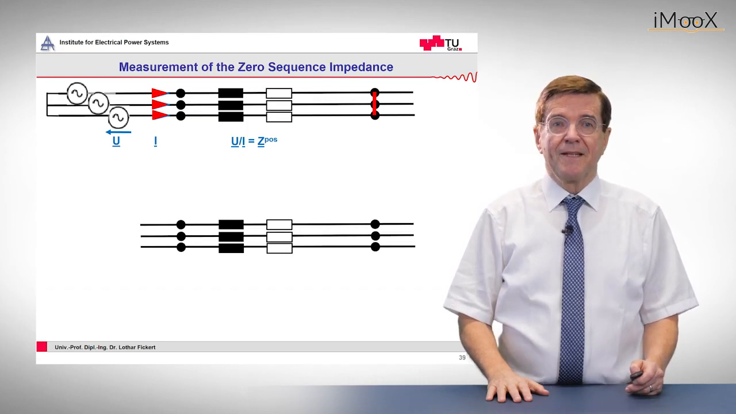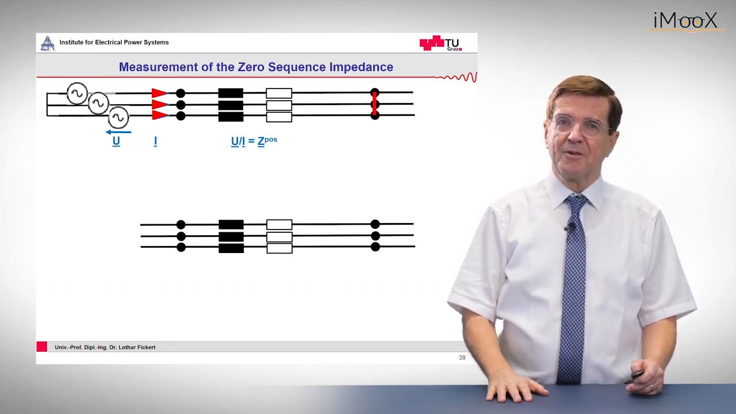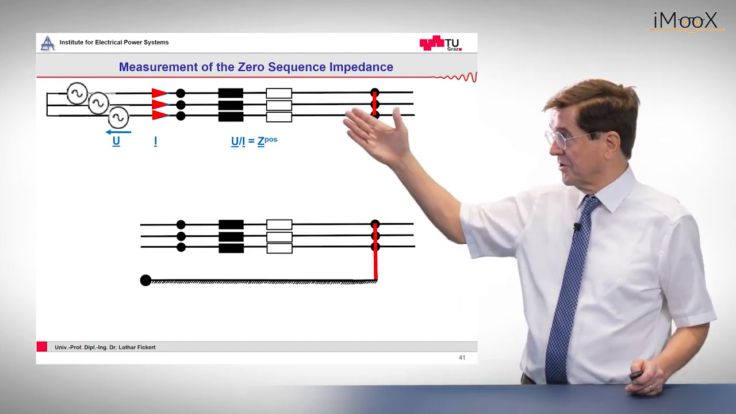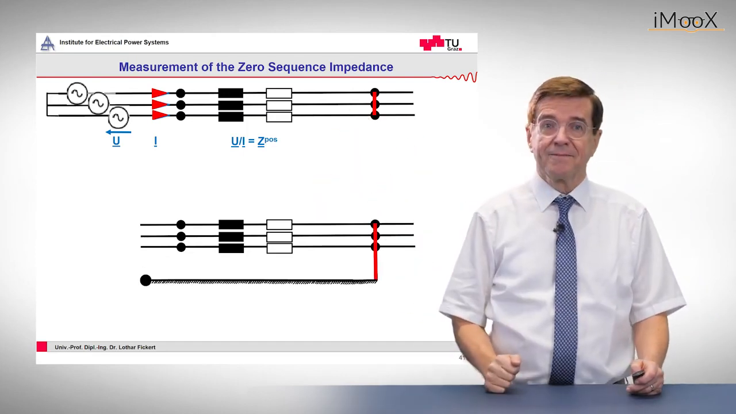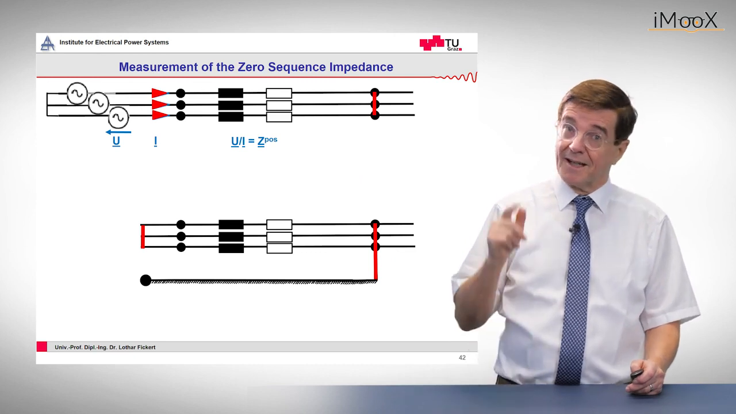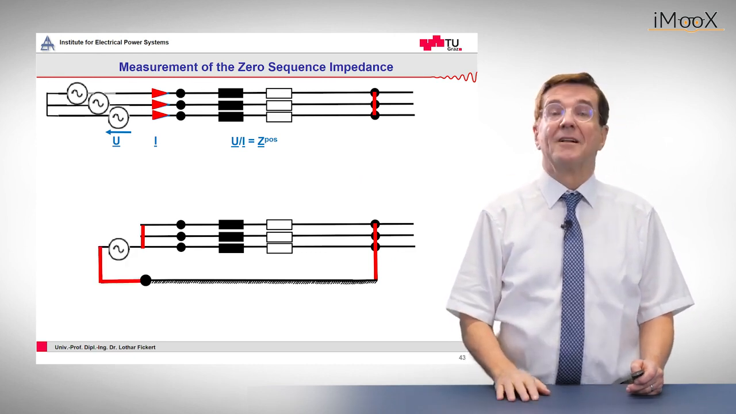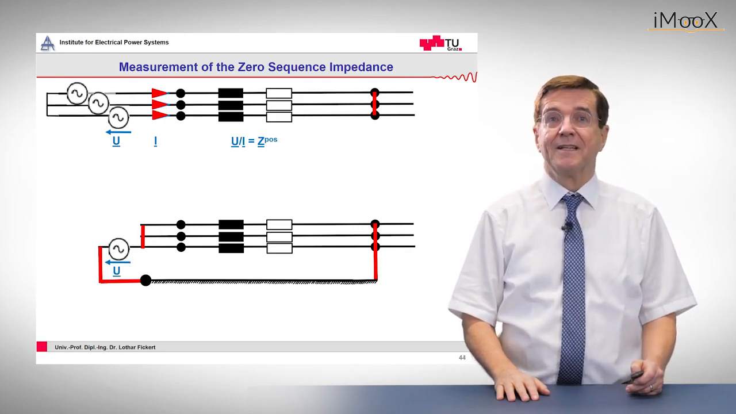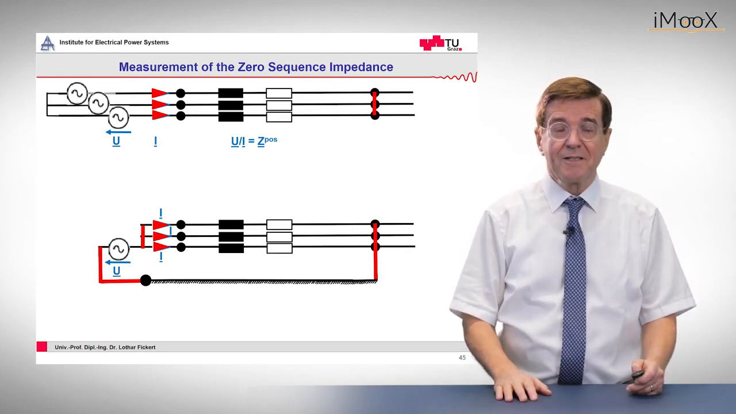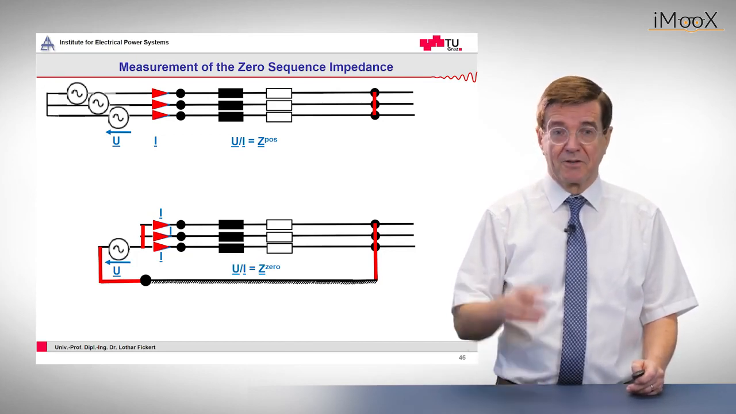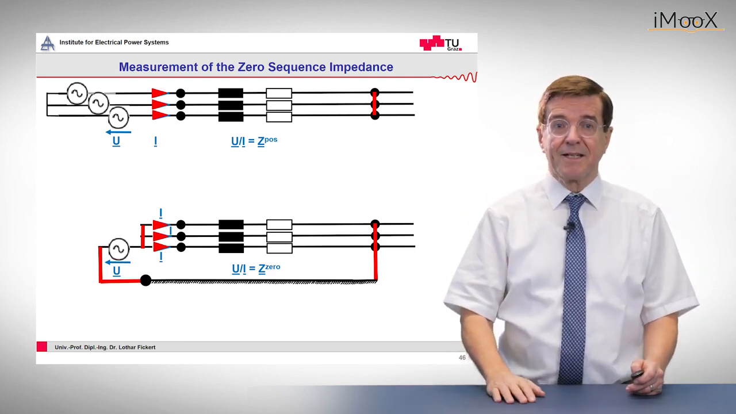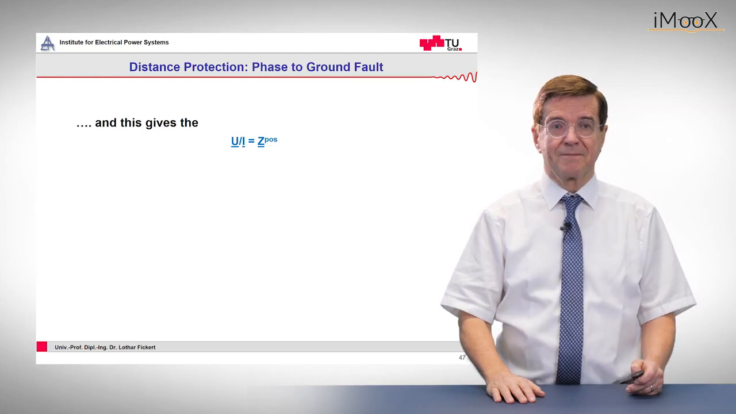So the zero sequence impedance is determined in a similar way, but not the same. In this case, we short circuit the line at the end, then we short circuit the line at the beginning and apply a single phase voltage source to it. So that means we generate three identical load currents or fault currents through this loop, and the quotient of these, voltage divided by one of these line currents, is the zero sequence impedance.